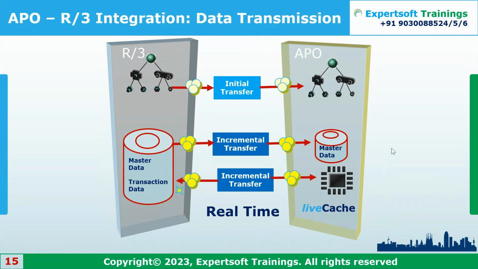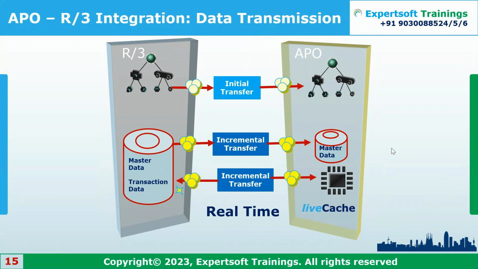Conceptually, we have two types of data transfer. One is initial transfer, another is incremental transfer. Initial transfer means the APO system has no data, because all the master data, as I told you, is provided from the ECC system to APO. Before transferring, the data will be there in ECC, but no data will be available in APO. When you do this data transfer, it is called initial transfer.